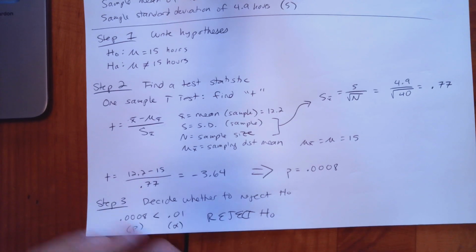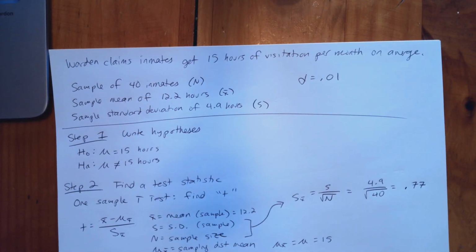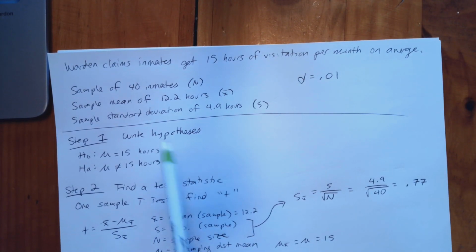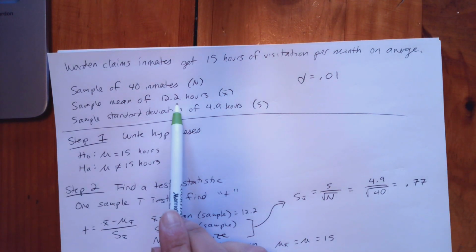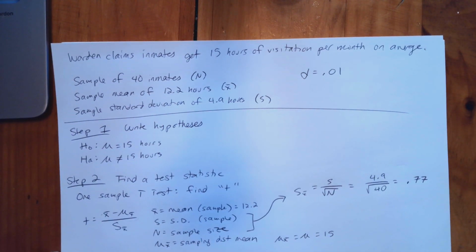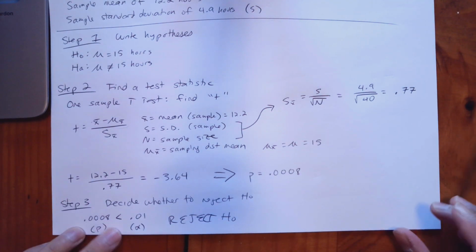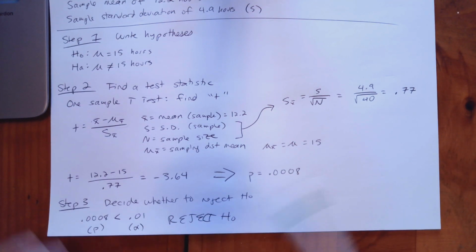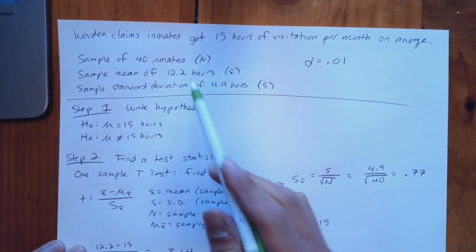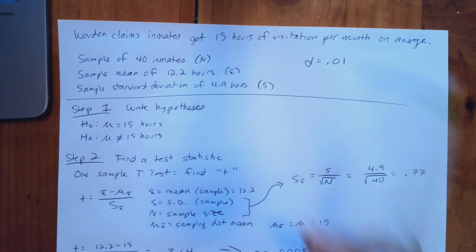In other words, we have evidence that based on our sample, the warden is not correct and is in fact overestimating the number of hours of visitation that inmates are getting. So again, here we'd be saying that based on our sample, where the sample mean was 12.2 hours, it's really unlikely that the true population mean, so the true number of hours of visitation that inmates at this prison get, is 15 hours. And we would also say that the difference between the sample mean and this 15-hour population mean is statistically significant.